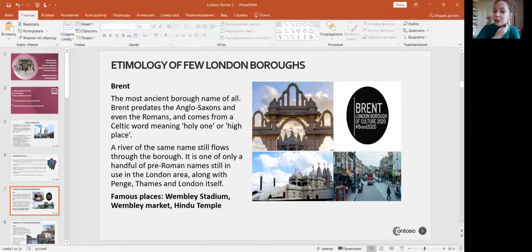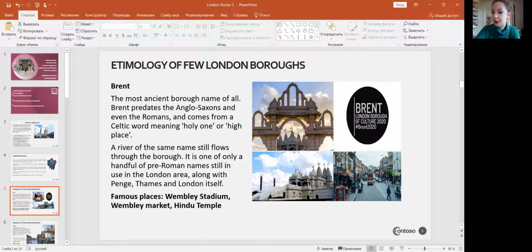Brent, the most ancient borough name of all. Brent predates the Anglo-Saxons and even the Romans, and comes from a Celtic word meaning holy one or high place. A river of the same name still flows through the borough. It is one of only a handful of pre-Roman names still in use in the London area, along with Penge, Thames, and London itself. Famous places in Brent, you can see on the right-hand side, Wembley Stadium, which I think many people know, and Wembley Market and the Hindu Temple, you can see on the left-hand side.